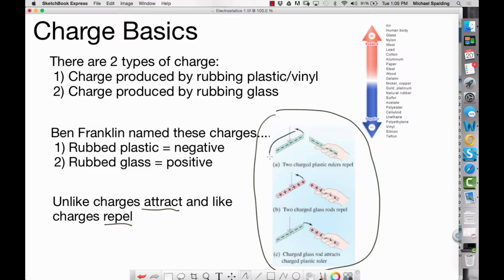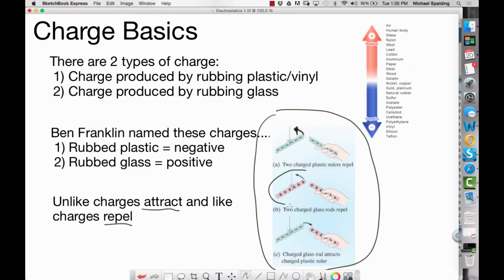So if you have a negative object and another negative object is brought near it, what's going to happen if you have two negative objects? They're going to push away. So that's what this arrow right here is showing. This arrow is showing that this ruler that's hanging from a thread is going to move away from this other negative object because like charges repel each other.